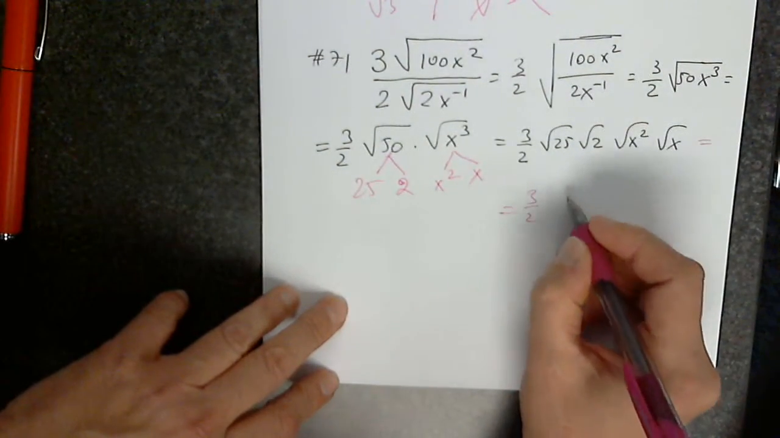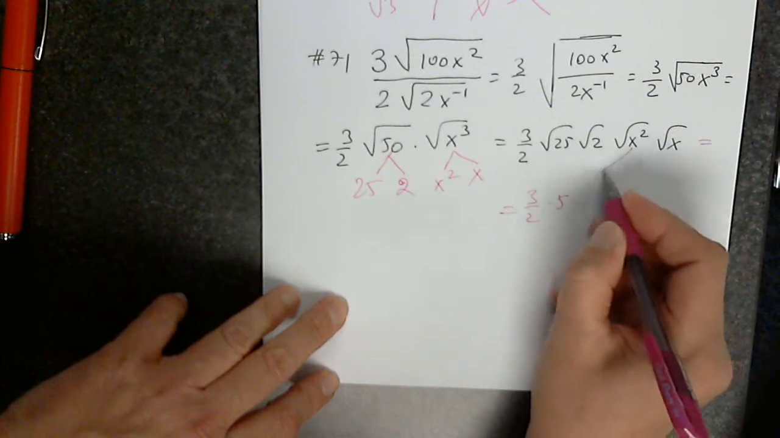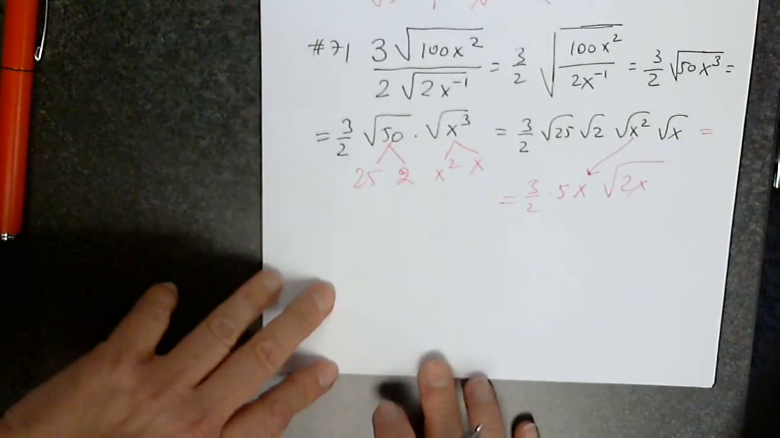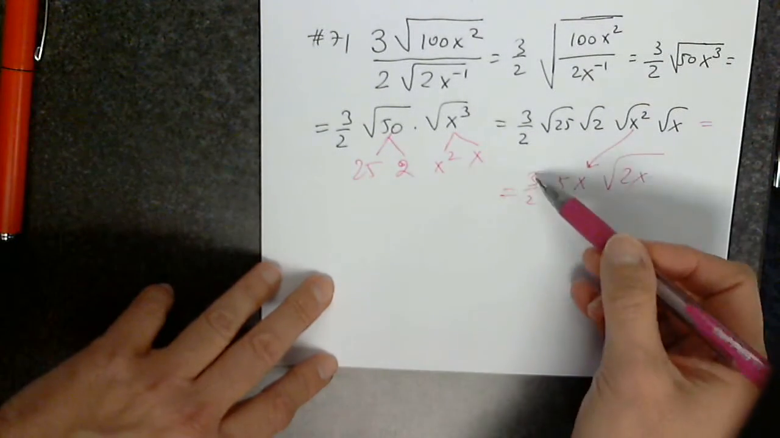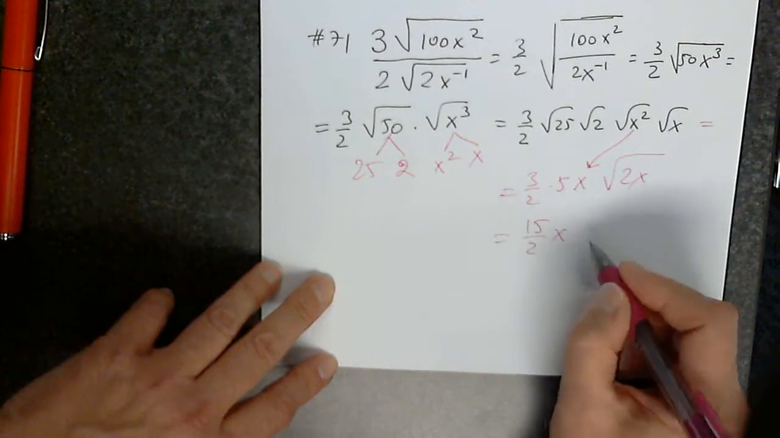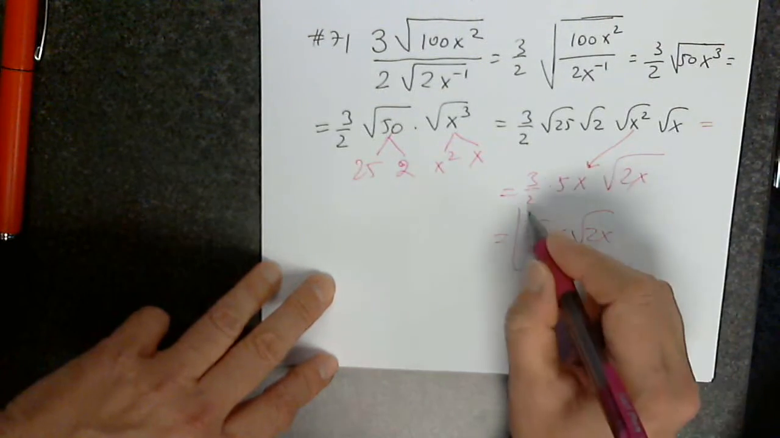3 halves in front, 5, this x, and these 2 go back to under the root. But I have to multiply because it's 3 over 2 and 5 over 1. So this is 15 halves x, the square root of 2x.